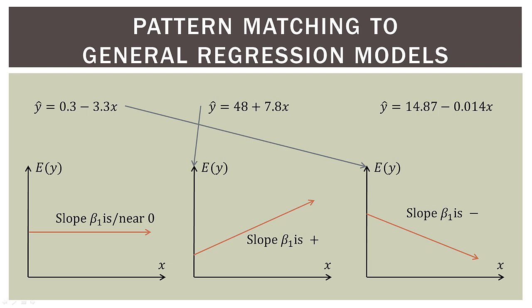Now what about our third one? Our slope is negative 0.014. Well, that's very, very close to 0. It's not exactly 0, but it's close. So if we graph that line, it would probably look something like that. So again, depending on the value or the sign of the slope, we can have a general idea what the regression line will look like.